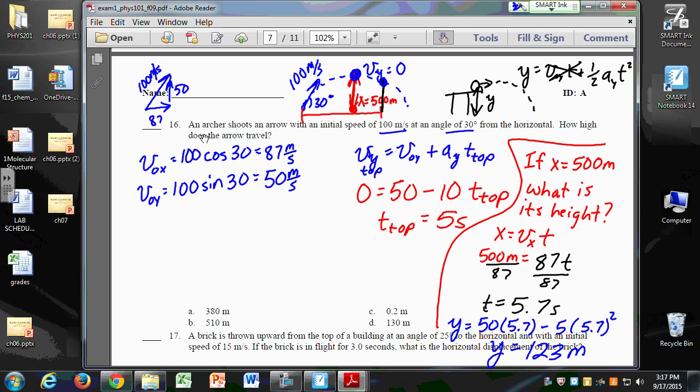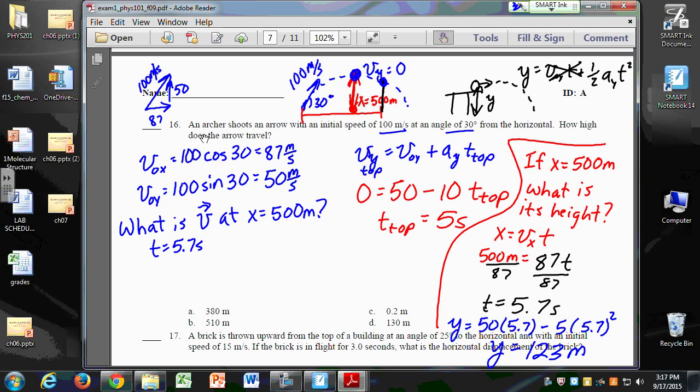If you look back at the old tests, you'll see this. So I could say, what is the velocity at x equal 500 meters? All right. So using the information that I had before, I know that the time is 5.7 seconds.